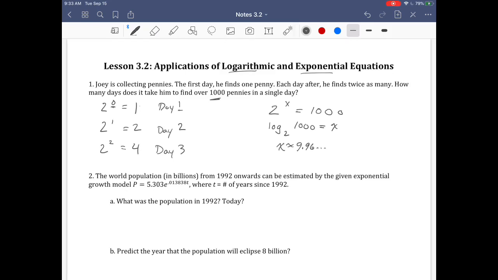So remember, we'll call this 10 because we're talking about days. We're talking about a discrete value, the number of countable days. So if x is equal to 10, 2 to the 10th is equal to, what is that number equal to? It is 1,028, of course. Nope, that's wrong. 1,024.